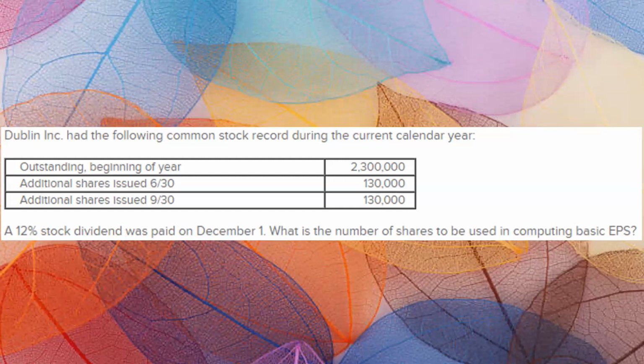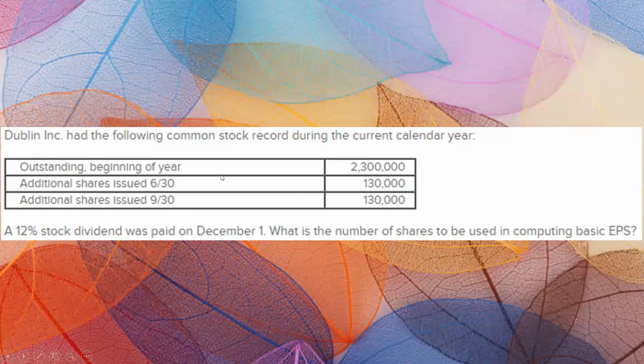So they don't even need to know the earnings per share. We'll see one like that in a minute, but they don't even need to know that in this case. They just say, hey, what is the number of shares we're going to use? Because remember, we're going to use the weighted average of the shares throughout the year. So this 2.3 million shares, that was there since the beginning. So we're going to use 100% of that.